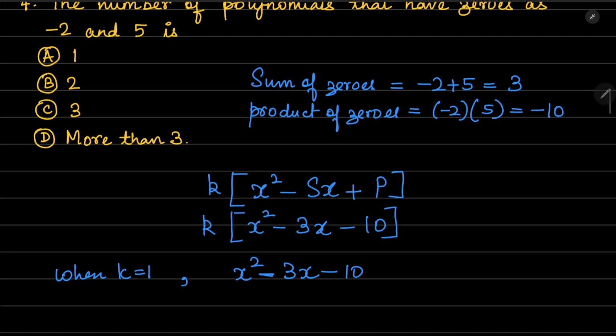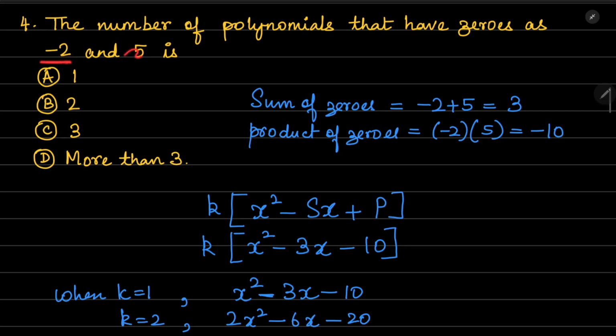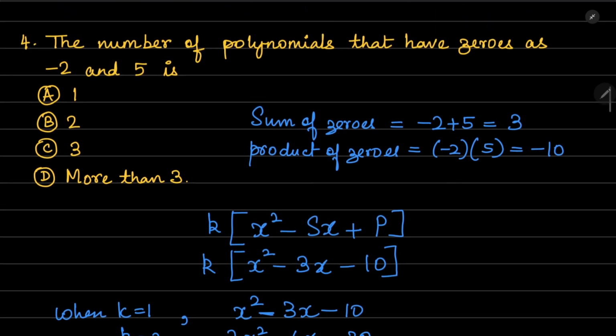For k equal to 2, what will it be? 2x square minus 6x minus 20. Correct? Like this, there can be an infinite number of polynomials, depending on the value of k, that can have the zeros as -2 and 5. So based on the value of k, the number of polynomials will be infinite, right? So the answer for this question is more than 3.